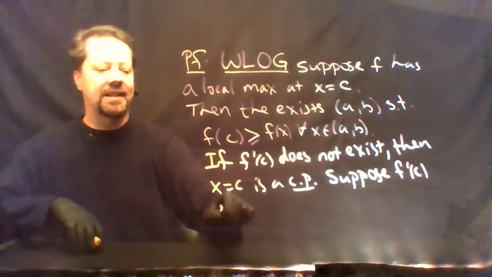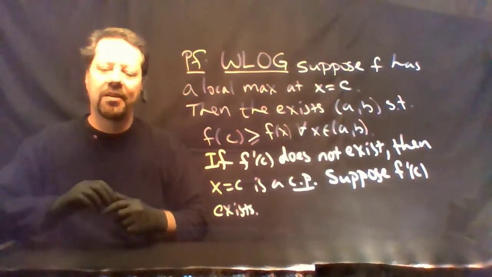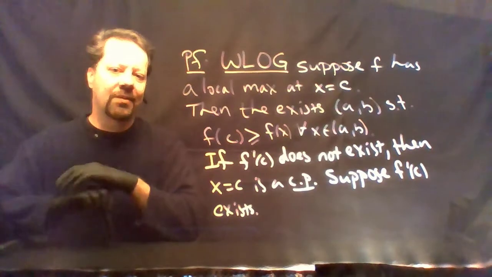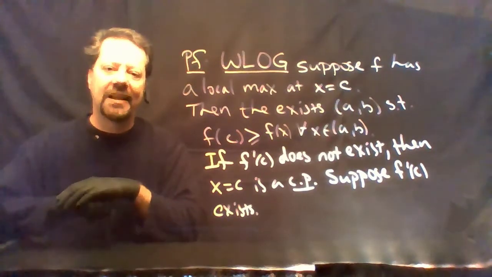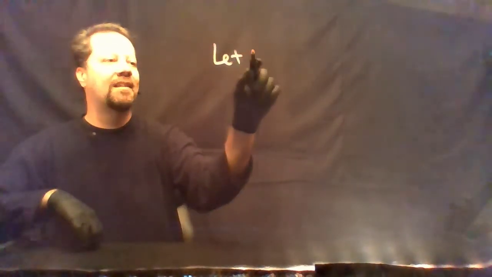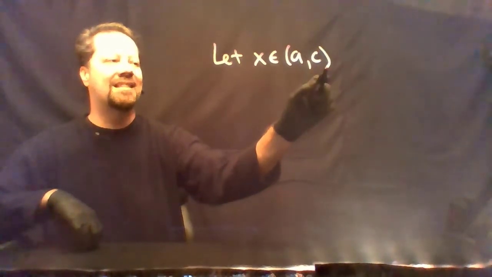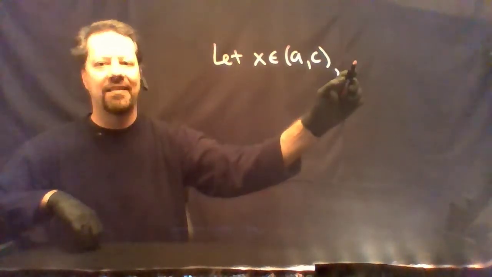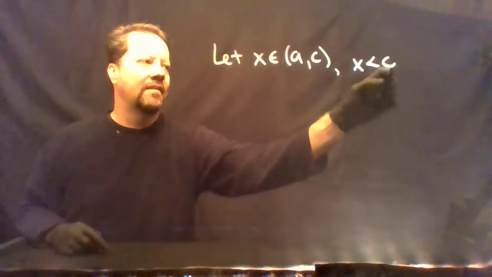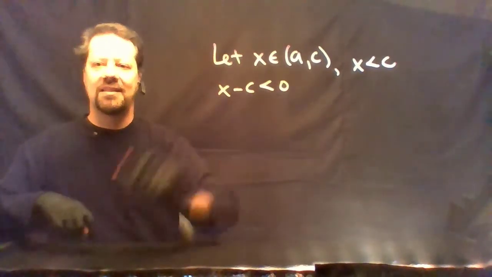Suppose f prime of c exists. Then to show that x equals c is a critical point, we need to show that the derivative at c is 0. We're going to let x be an element of the interval from a to c, which means then that x is less than c, x minus c is less than 0.